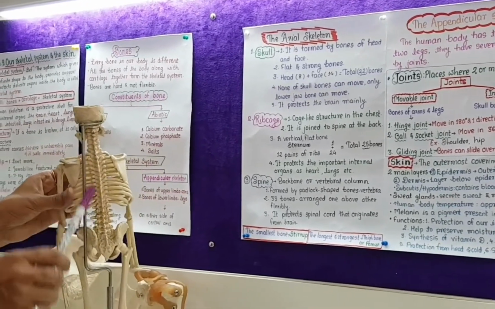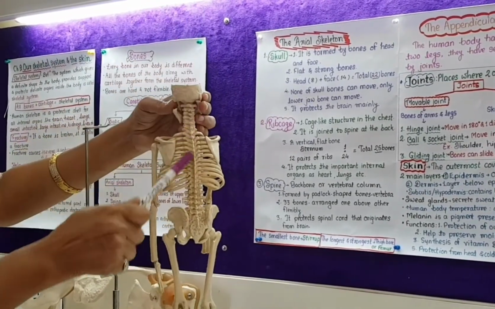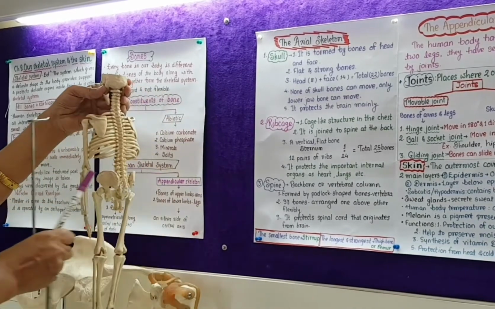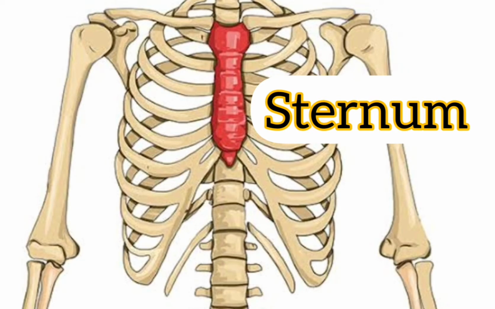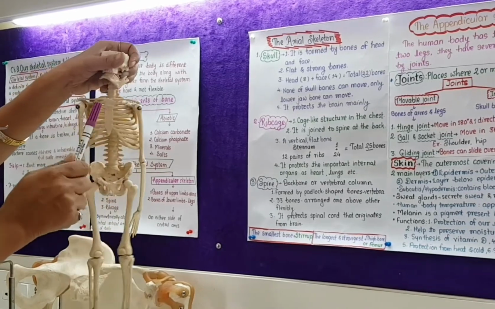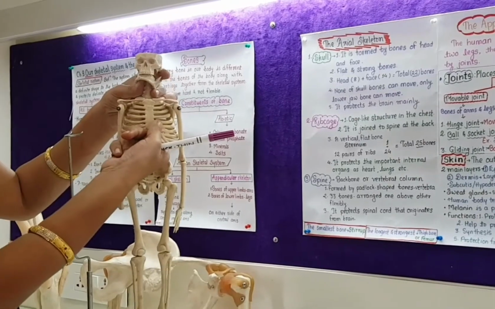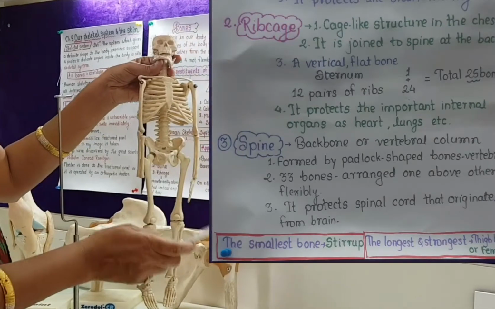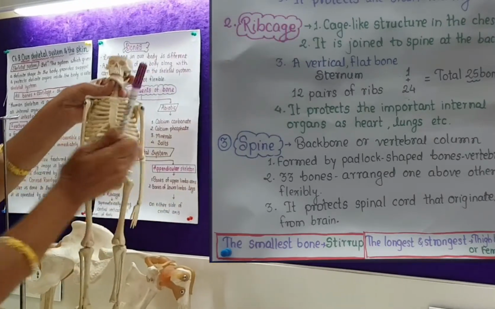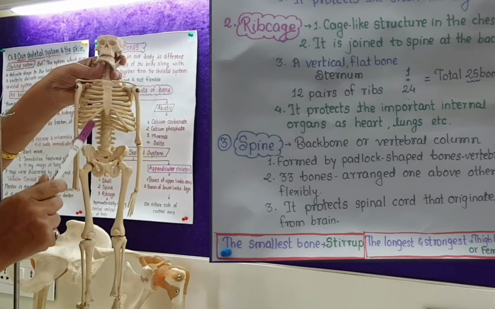You can see the spine here clearly. And see, this is the structure of the spine. In the front, a vertical flat bone, the sternum, is there. This is the spine and this is the sternum. Here in the chest, in the rib cage, the main bone is the sternum, and this sternum is a vertical flat bone, and this is a single one, and to this sternum there are 12 pairs of ribs.